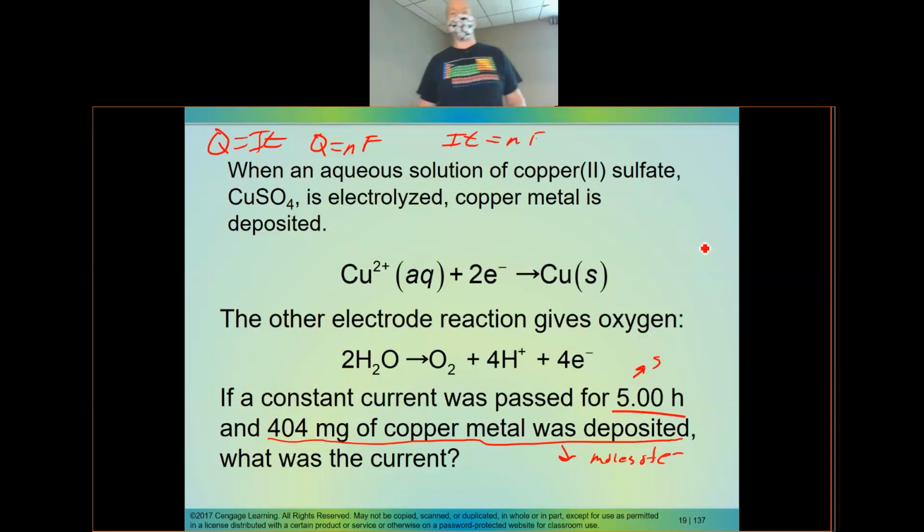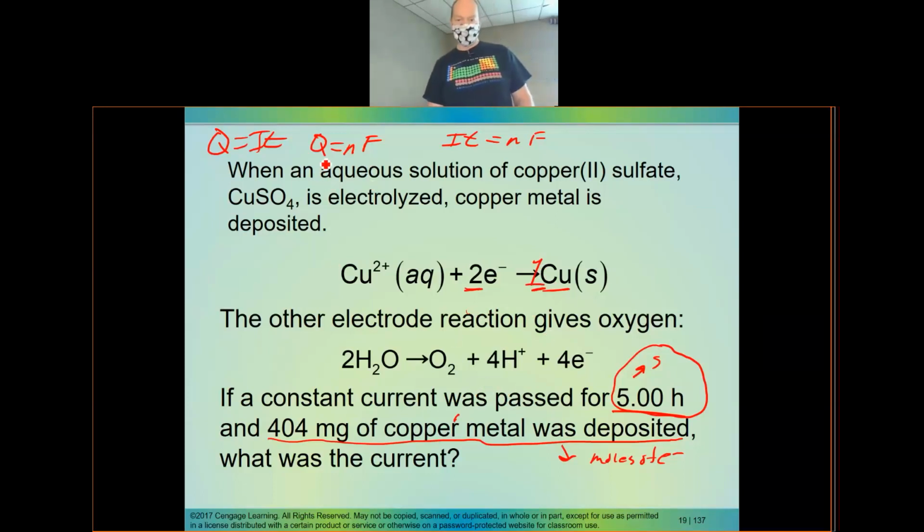All right, so there are only three variables. F is not a variable. F is a constant. We have three variables. All right, you have to be given two of them, and you're going to solve for the other. All right, so what we're given is a time that we have to convert to seconds. What we are given is a mass of copper that we will convert to moles of copper, but we don't want moles of copper. N is not moles of anything. N is moles of electrons. So once we have our moles of copper, we will have to use the mole ratio that we have 2 moles of electrons for every 1 mole of copper.